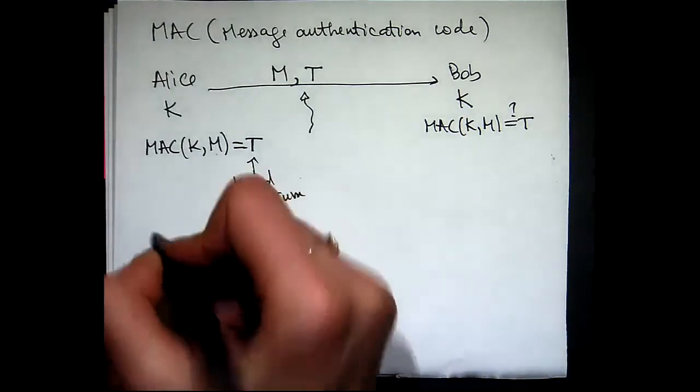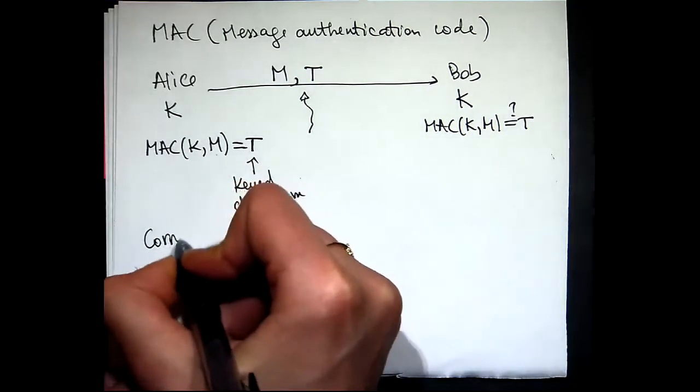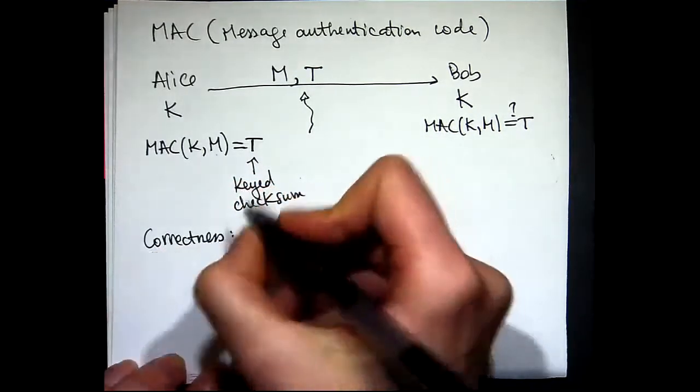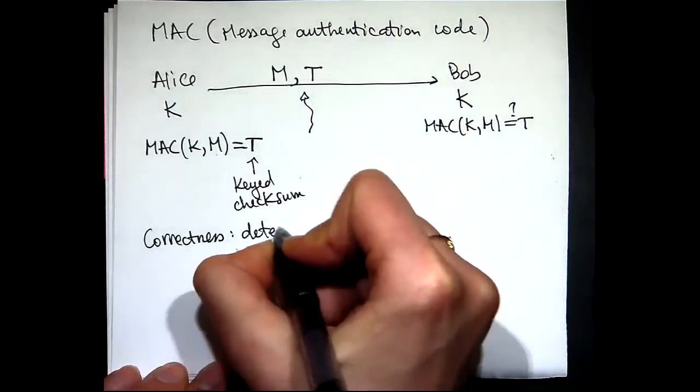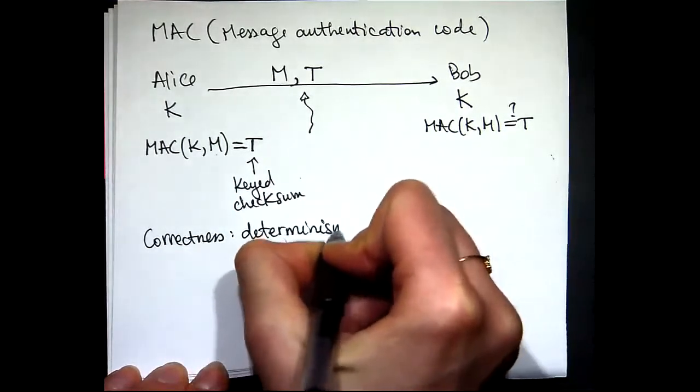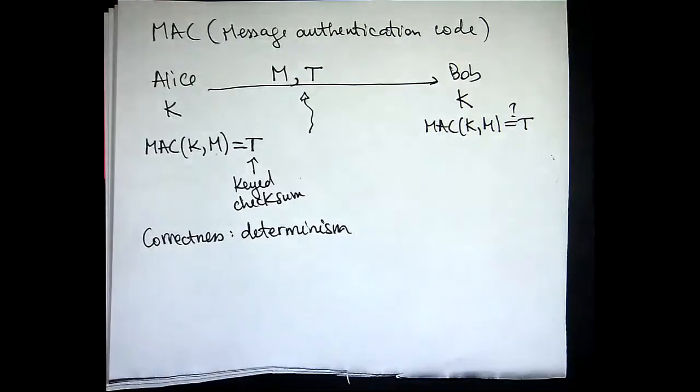All right, so again, let's talk about the different properties. So correctness. It's important to be deterministic for correctness. What if the MAC were not deterministic? What would go wrong in how we plan to use it?